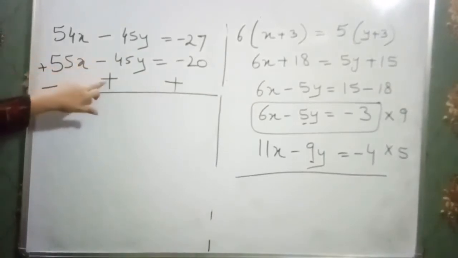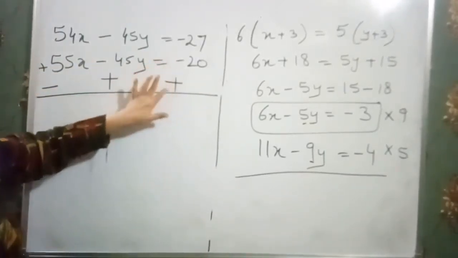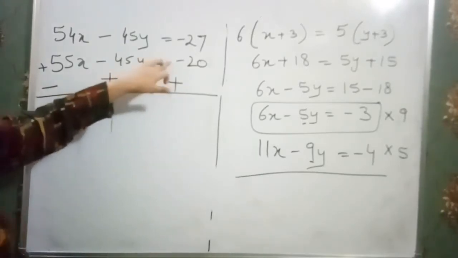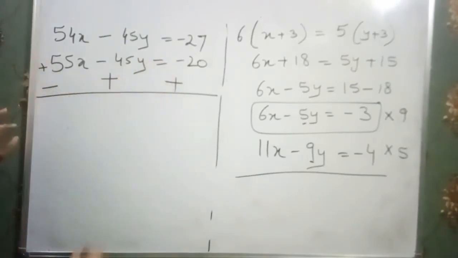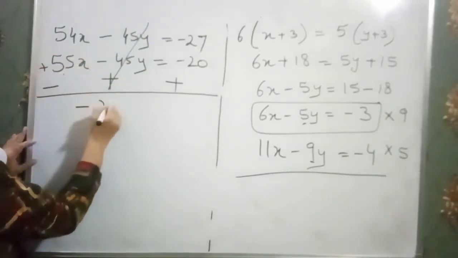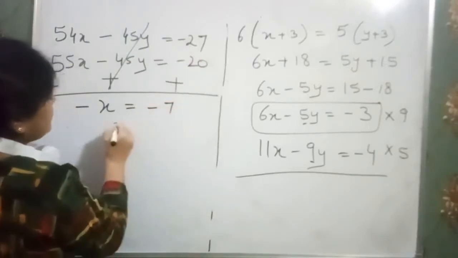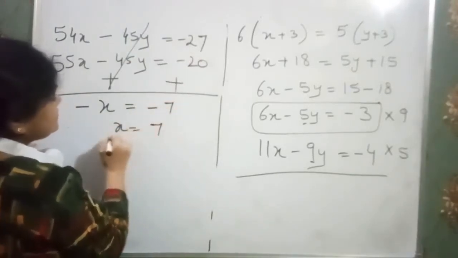We have plus here, so we make it minus. This is minus, we make it plus. We just put the opposite signs. We have minus here, so we make plus here. It gets cancelled. Here 55 is the bigger, so we have minus x, and here we have minus 7. So the value of x is 7.